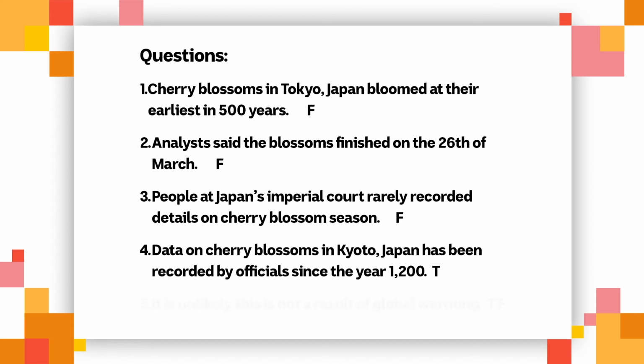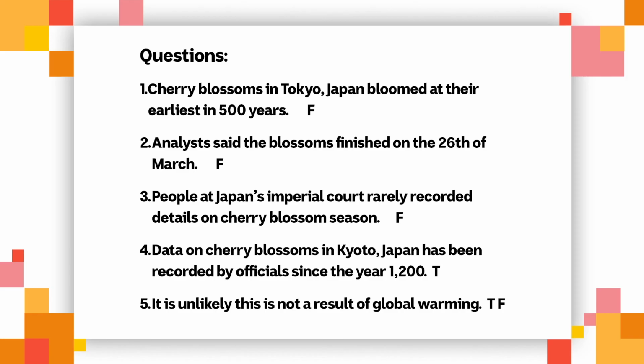Finally, question 5. It is unlikely this is not a result of global warming. This is strategy 4, double negatives. We have the word unlikely, we have the word not. So this is like saying that it is likely this is a result of global warming, which would make it a true statement.